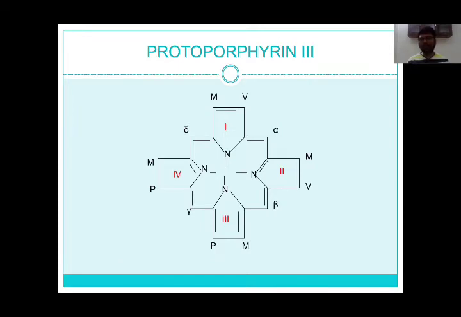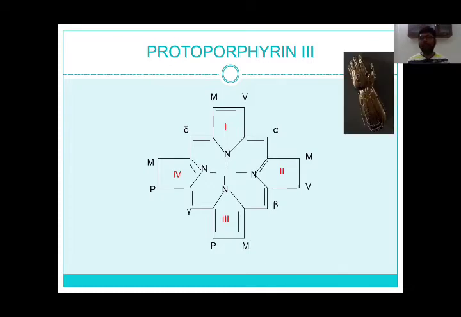So this is the structure of protoporphyrin. This protoporphyrin is like the Thanos gauntlet without the precious stone. So when you install a precious stone, the iron atom in its center, it gets transformed into heme. So this is the structure of heme. It is a protoporphyrin ring with iron atom at its center.